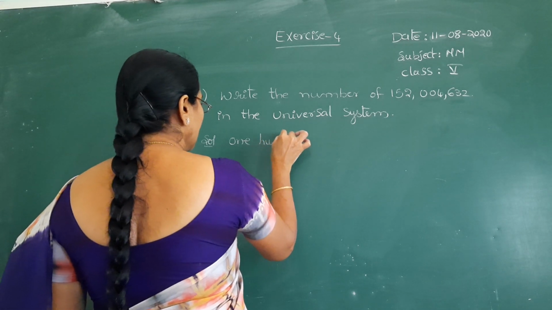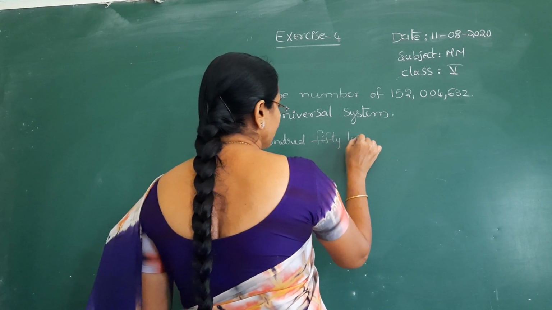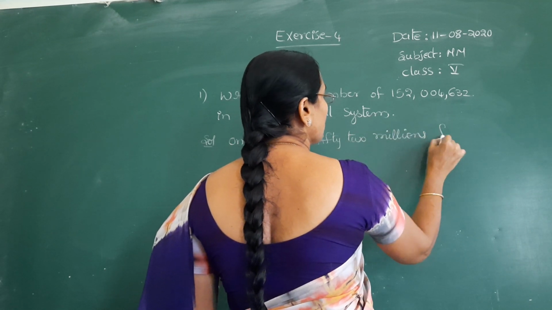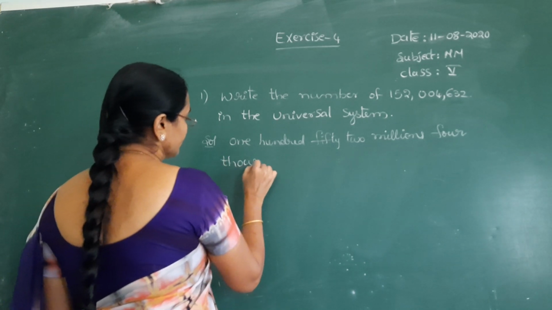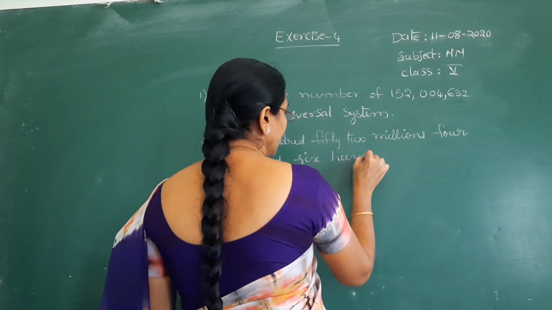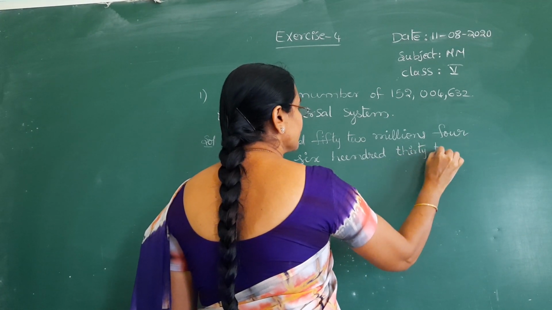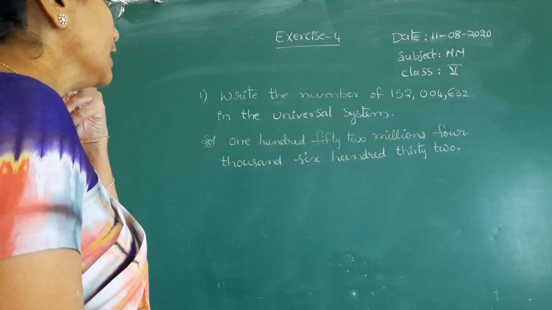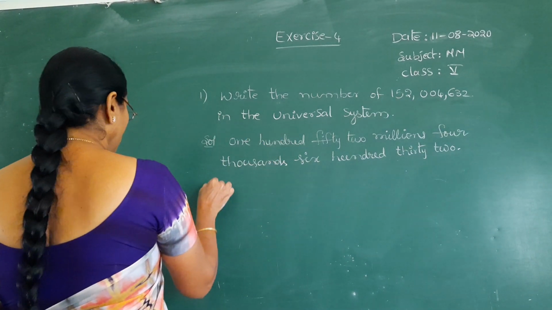152 million, 4,000, 632. That is the number name for that number: 152 million 4,632. Okay, let's see the next, second problem.